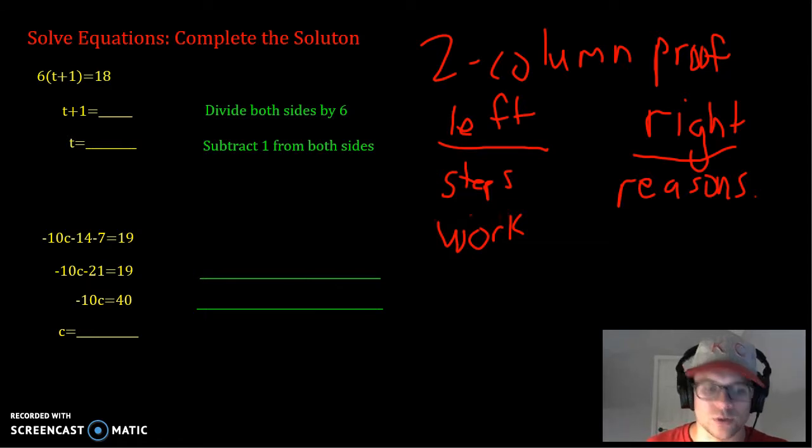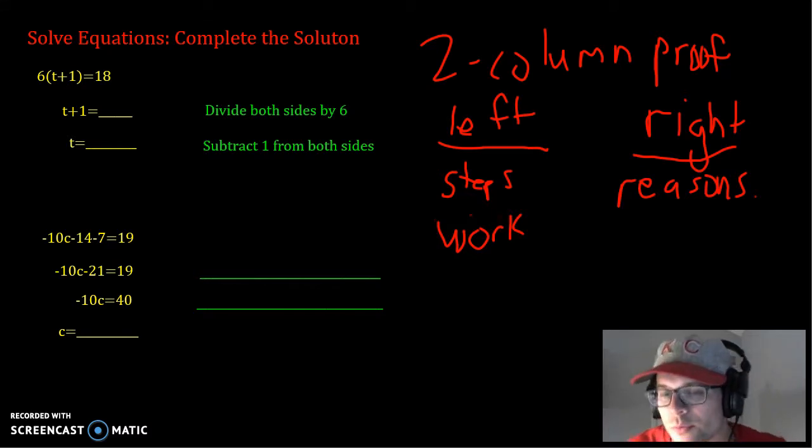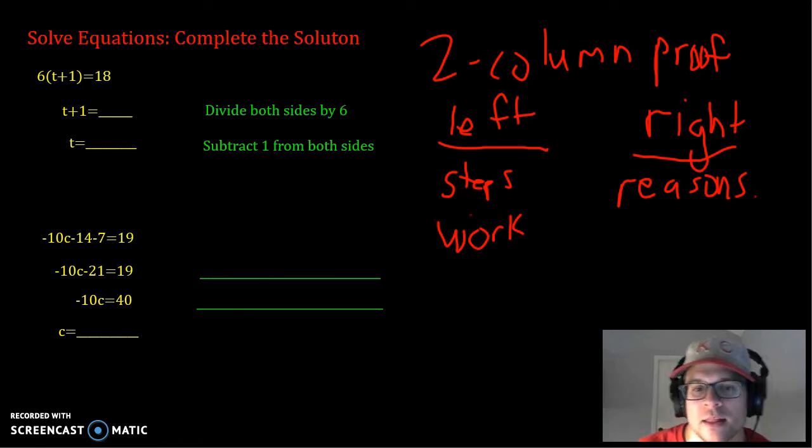So when completing these, you're really either going to be given one side is already done and you fill in the other side, depending on left or right. So this first one, you're given all of the steps or the reasons on the right side, and you have to fill in the steps on the left-hand side. So starting out with 6 times parentheses t plus 1 equals 18, and then all of a sudden it becomes a t plus 1, and the reason says is to divide both sides by 6.